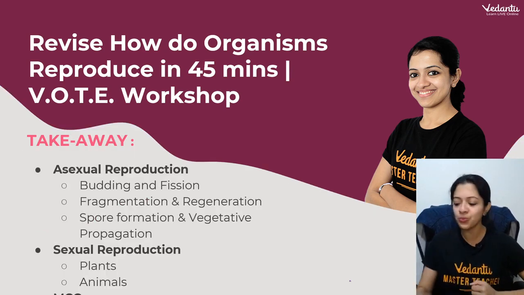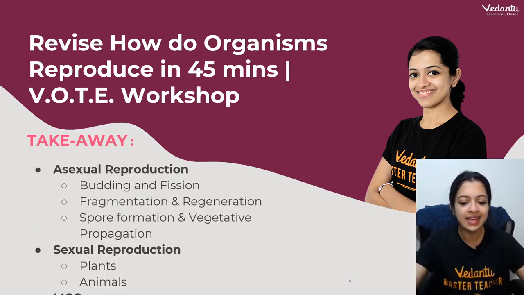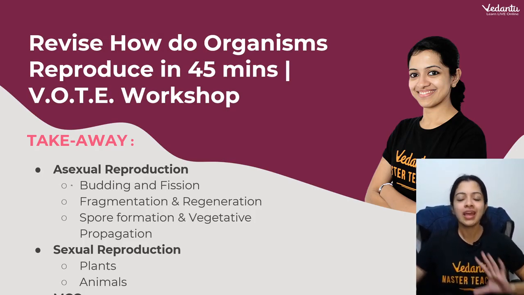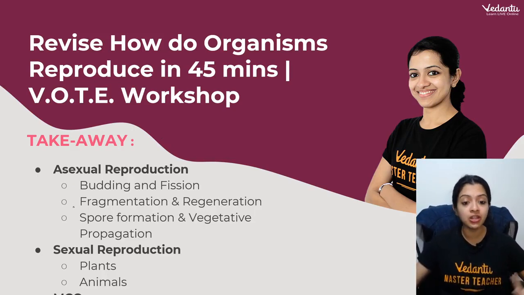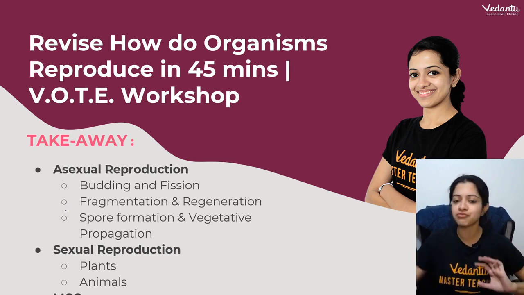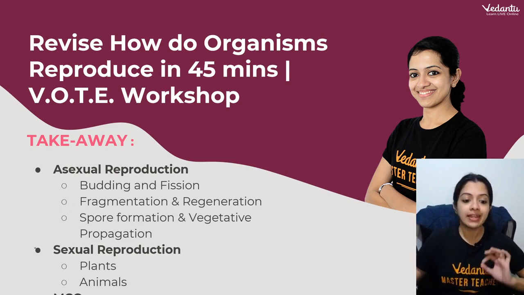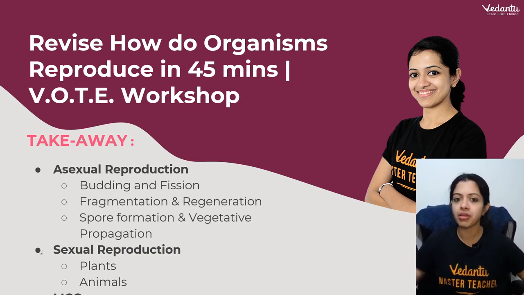And here we go. What are we going to be discussing today? Yes, children, asexual reproduction. The modes of asexual reproduction, which are budding and fission, fragmentation and regeneration, spore formation, and vegetative propagation, the major ones. Then we'll also talk about sexual reproduction in both plants and in animals.